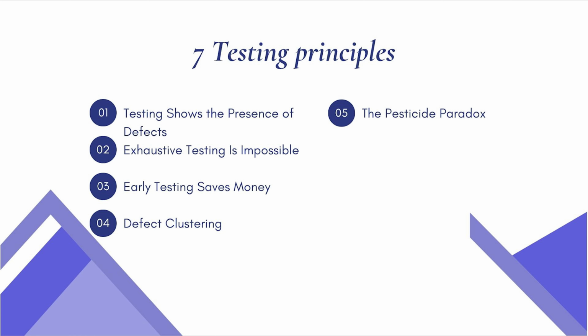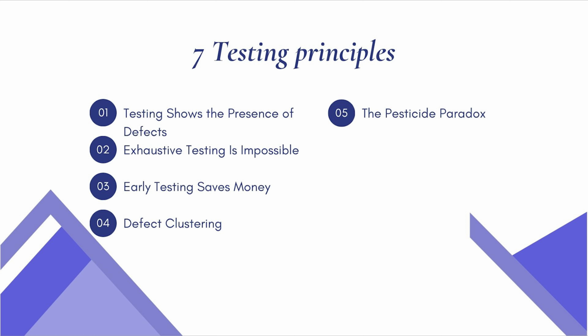Principle number 5, the pesticide paradox. Run the same tests over and over, and guess what? They stop catching new bugs. Why? Because over time, the product evolves and the old tests become outdated. To fight this, you need to regularly update your test cases, refine them, and even try new testing techniques. Want another tip? Have different people test the same feature. Fresh eyes often see what others miss.